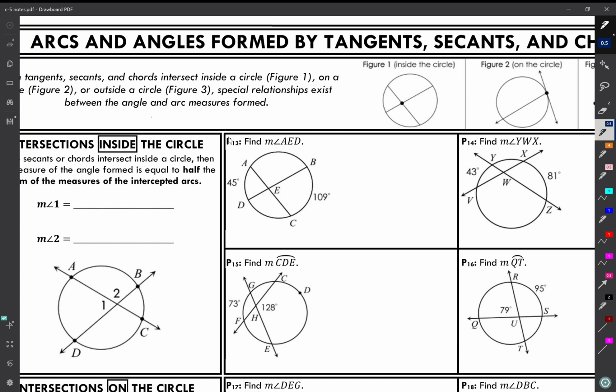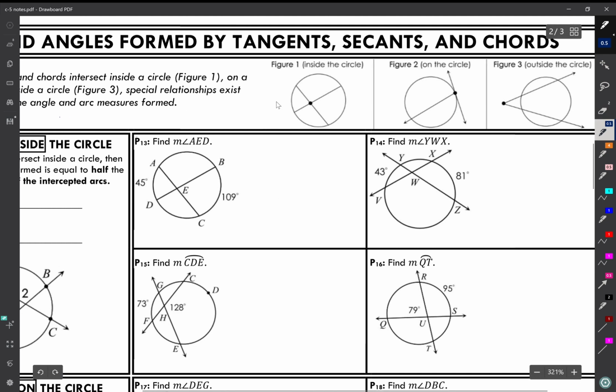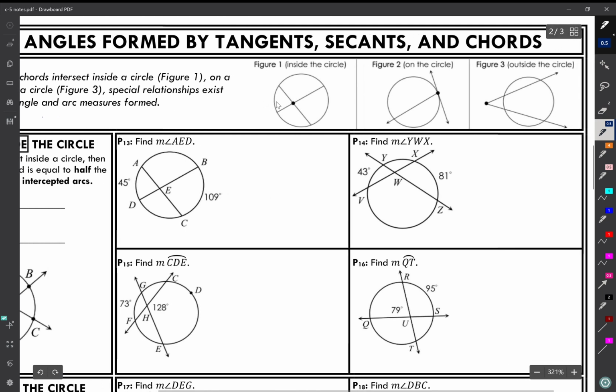Okay, this is the second video on lesson C-5. In this video we'll be talking about arcs and angles formed by tangents, secants, and chords. This was basically the second day that we did on this lesson in class.